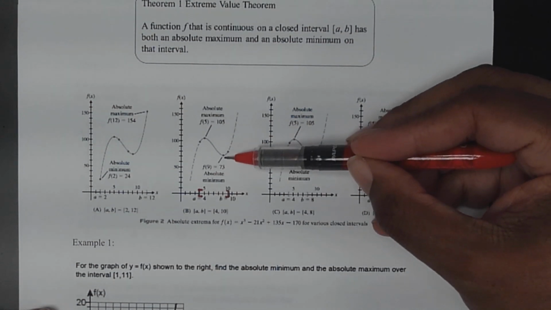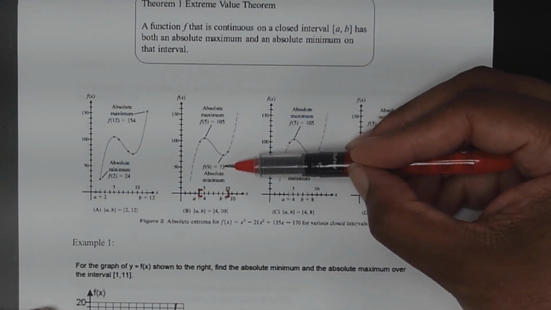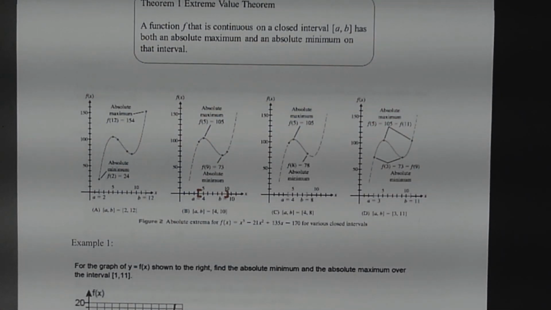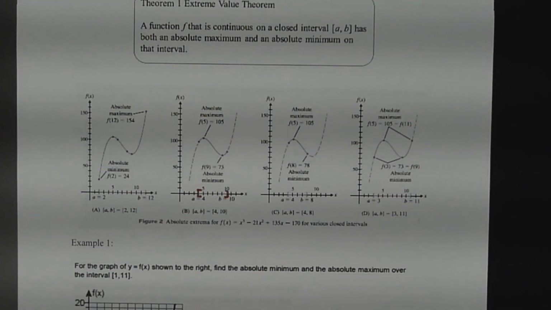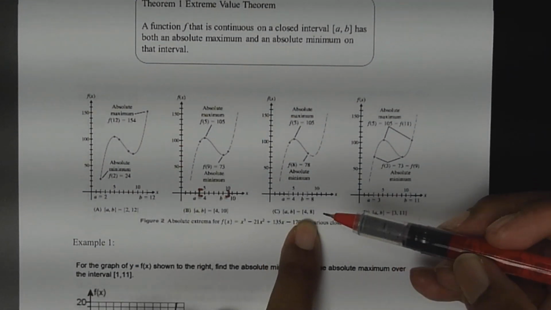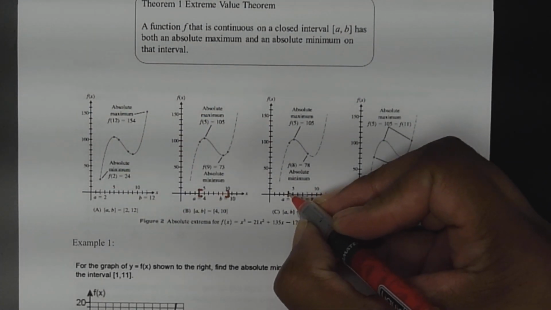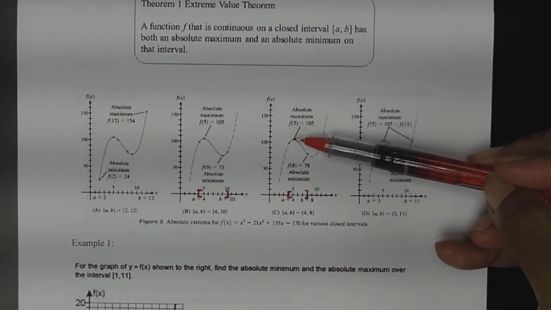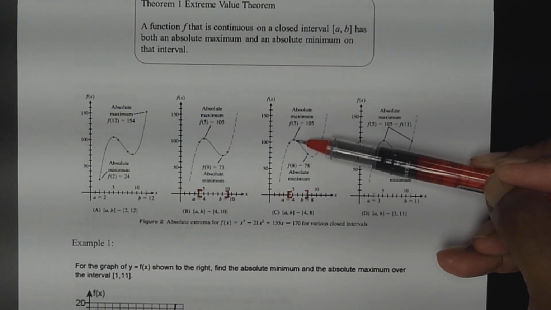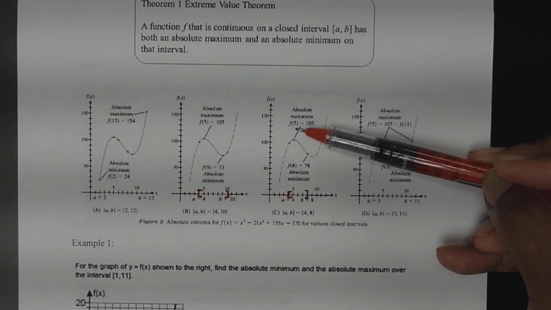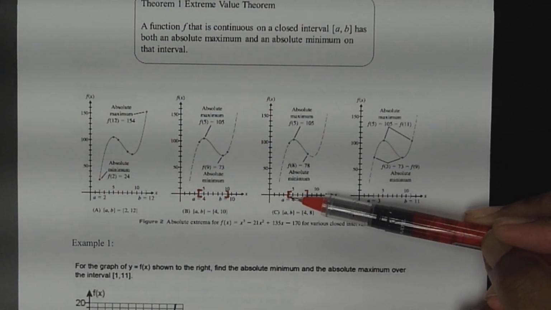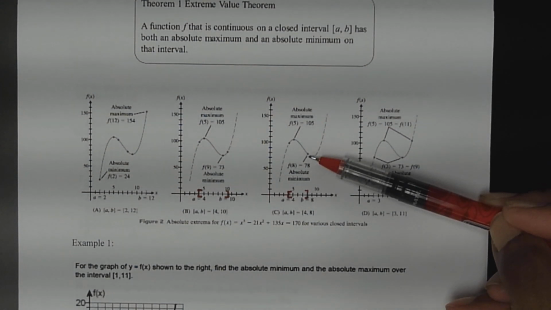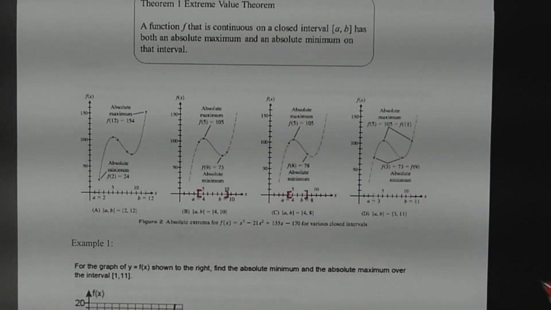And then here, your absolute minimum is right there. It's 73. It occurs when x is equal to 9. Now for the absolute maximum for this graph, when the interval is from 4 to 8, 4 is right here, and 8 is right here. Your absolute maximum is still going to be 105, and it occurs when x is equal to 5. Now we restrict it from 4 to 8, so this becomes your absolute minimum, which is 78. It occurs when x is equal to 8.